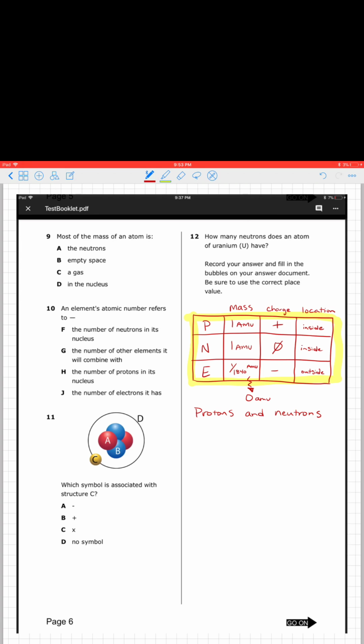And so both of those are located inside the nucleus, so we're going to use number 11s here. So this is the nucleus in the middle, and that contains the protons and the neutrons. So for number 9, our answer would have been D.